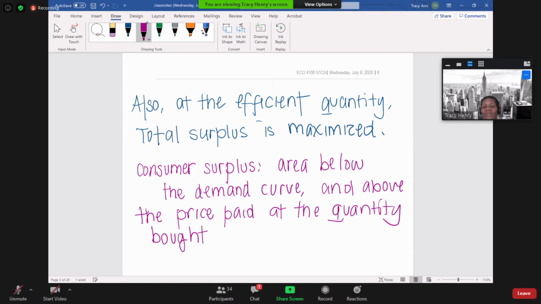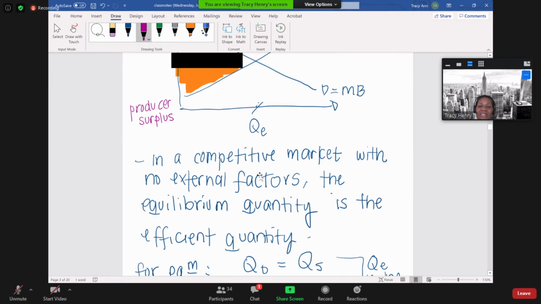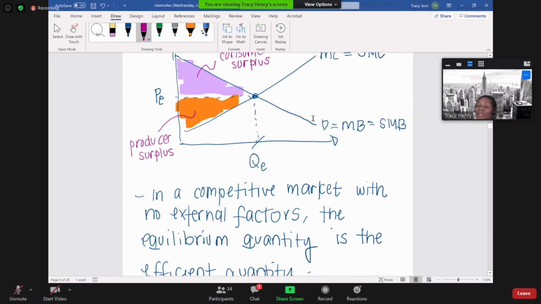So there are a couple of things I want you guys to pay attention to. Yes, it is the area below the demand curve, but I want you to pay attention to that it is above the price paid at the quantity bought. So in this case, notice that if the quantity bought is QE and the price you're paying is PE, then your consumer surplus will be this area here, the triangular area. And you know how to calculate the area of a triangle, half the base times the height. Similarly, the producer surplus is below the price received, above the supply curve at the quantity sold.